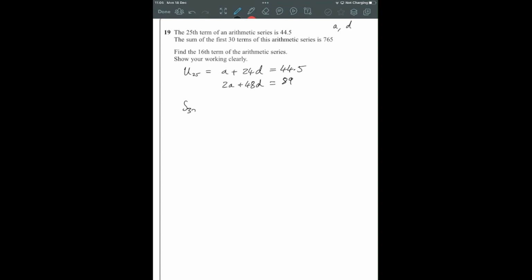The second statement is the sum of the first 30 is 765. Well, here we can flick back to the formula page, and this one's given to us. This is n over 2, 2a plus n minus 1 d equals 765. Dividing through by the 15 looks like a good idea. Now I'm hoping the 765 is divisible by 15. Should have checked it before writing the line down, but indeed it does.